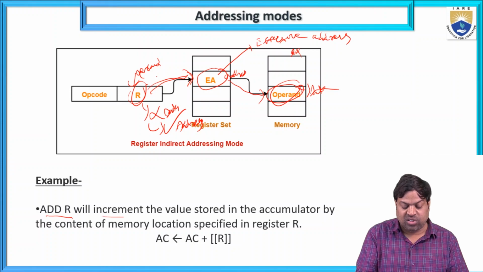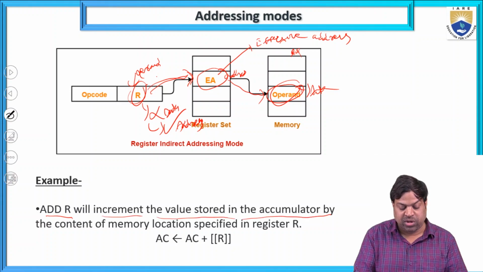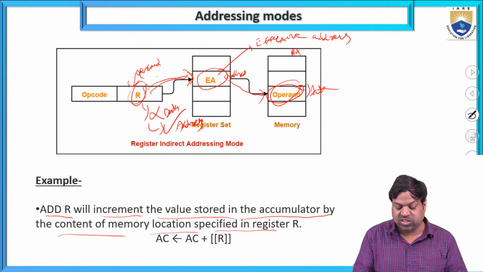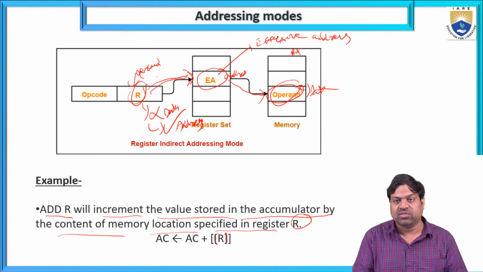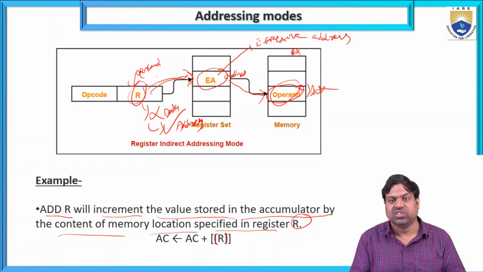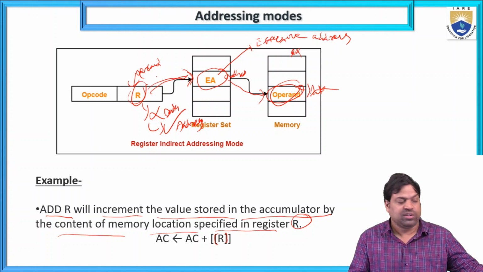So here add R will be incrementing the value stored in the accumulator by the content of the memory location specified in the register R. So accumulator tends to accumulator plus R, means go to this address and take the value of R, and that value is in the specified address. Effective address is there and that effective address data value is stored in the accumulator. The total accumulator value is stored in the accumulator.